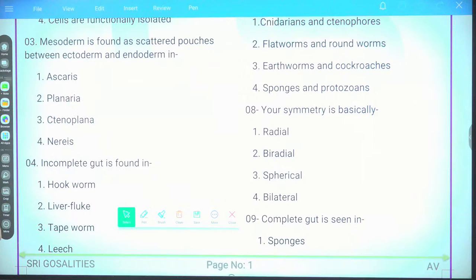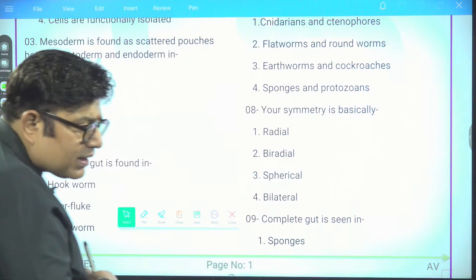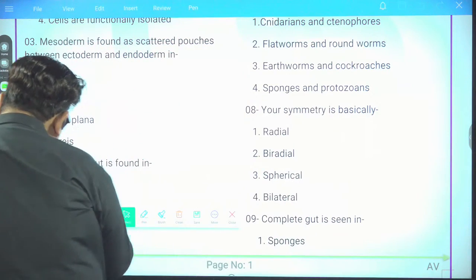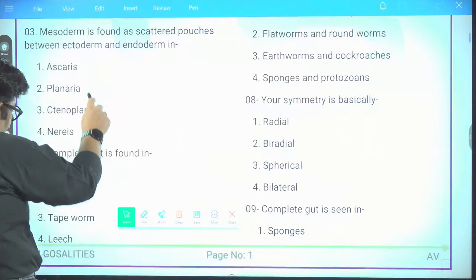Question number three. Mesoderm is found as scattered pouches between ectoderm and endoderm in Ascaris, planaria, Nereis, Ctenoplana. Good question. Answer is one. Whatever question I speak, I want to see the answer of that one only.